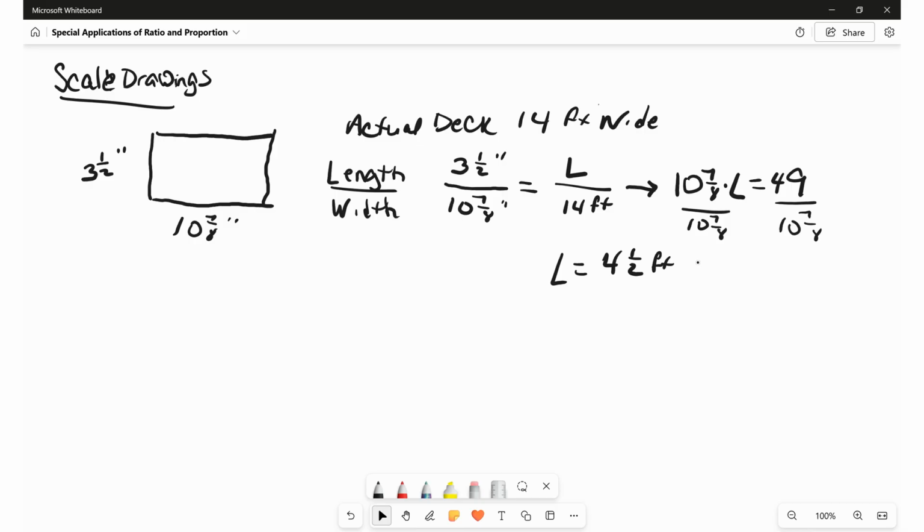So this is just an example of how we might use ratio and proportion in some applications. Another place where we might see special proportions is when we're talking about similar figures.